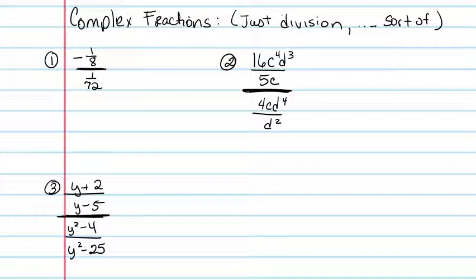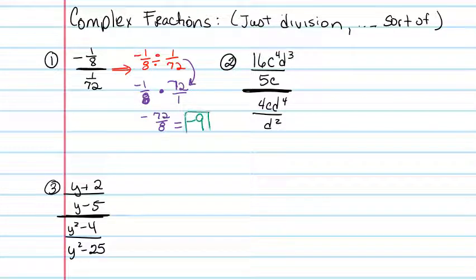Okay, complex fractions is just division. That's all it is. It's just a fancy way of writing division. This is negative 1/8 divided by 1 over 72. That's what that means. And of course, now we have to do the division. And to do division, of course, we flip the second one and change it to multiplication. We can cancel, divide out common factors if we want or not. And this one we're going to get negative 9 for our answer. There you go. All right, the second one, I'll do it again.